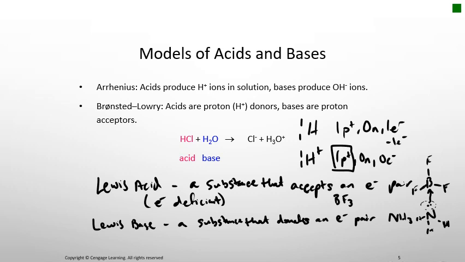So the Lewis acid, the substance that would accept the electron pair, is electron deficient. The Lewis base is a substance that donates the electron pair, and it is something that will give away its 2 electrons. Instead of sharing 1 electron each to form a bond, it will donate both of the electrons to form a bond with the boron.